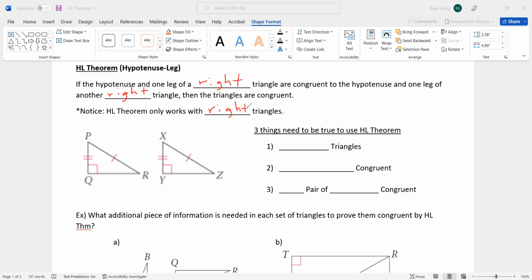Okay, so 3 things need to be true to use HL theorem. 1, we've already gone over this, but just to say it again, you need right triangles. Okay, you need the hypotenuses congruent. And you need one pair of legs congruent. You don't need both, you just need one. All right. The picture shows what you need.